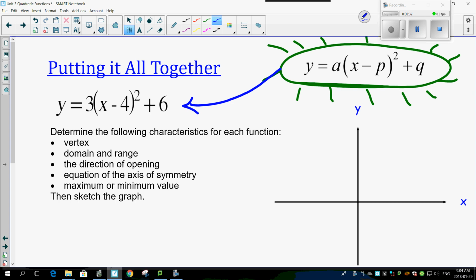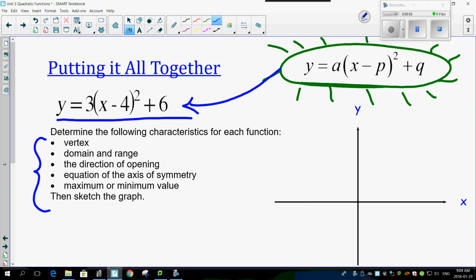So all we're doing is sketching. We're not drawing an incredibly accurate graph at that point. That comes a little bit later. But for right now, I want you to get the general idea of how this works. First thing, here's the equation that you're dealing with. Here's all the things that you have to determine from it: vertex, domain, range, direction of opening, axis of symmetry, maximum values, and then sketching.